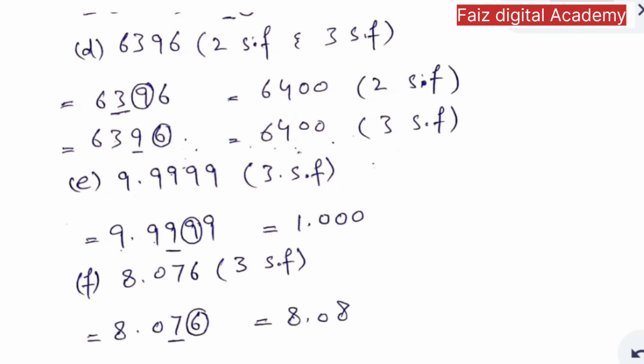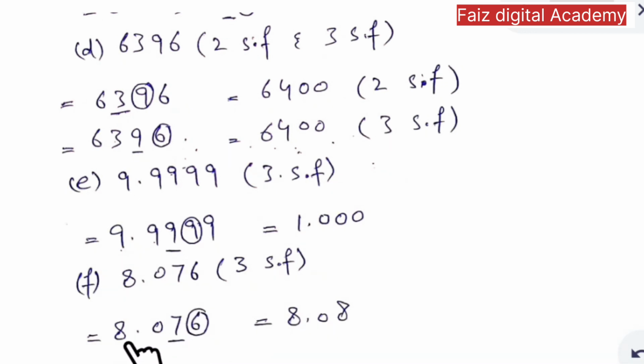In the E part, we have to write this number up to 3 significant figures. So 1, 2 and 3, the third number is decided on the basis of the next number. As it is 9, we have to add 1 to this 9, and it will become 1.000.